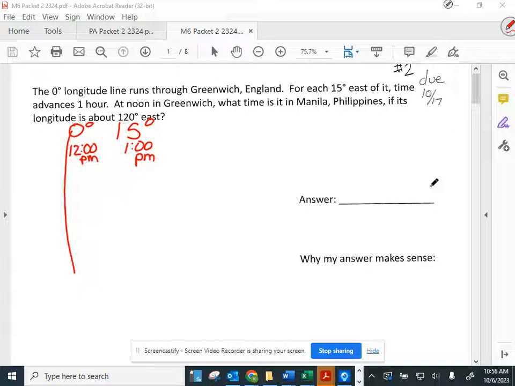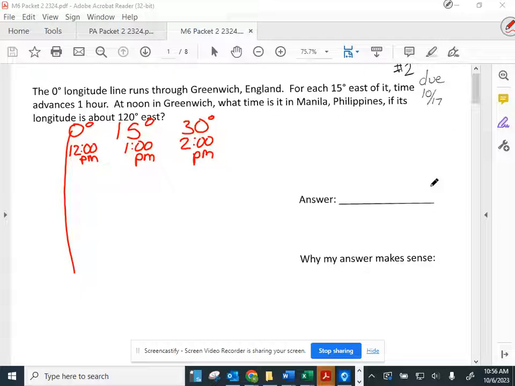What's going to be my next degree that I write, Madeline? 30. I'm increasing by 15 degrees each time, and I'm increasing my time by 1 hour each time. So what time is it at 30 degrees, Hannah? 2 o'clock, 2 p.m. Is it important that we do the p.m.? Yeah, because we want to make sure we know it's not a.m.